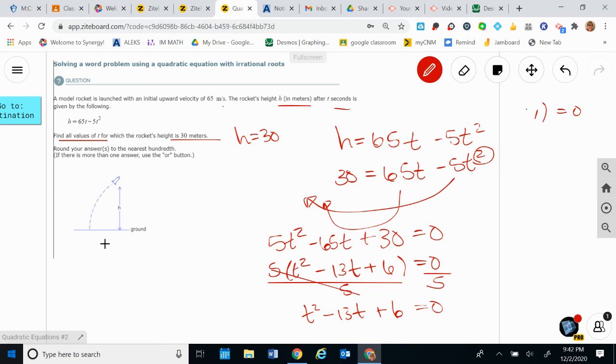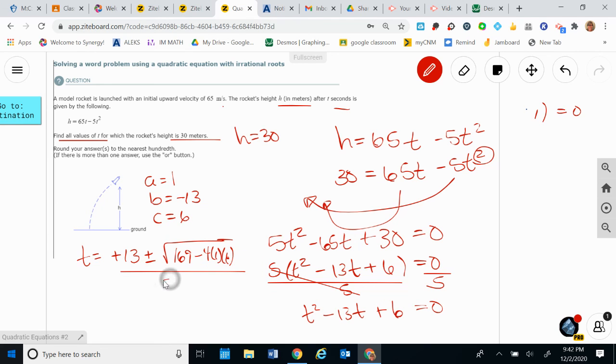So now you're going to use the quadratic formula. A equals 1, B equals negative 13, and C equals 6. So t is equal to negative b plus or minus the square root of 169, which is negative 13 squared, minus 4 times a times c, all over 2a. T is equal to 13 plus the square root of 169 minus 24. I'm trying to condense it, you guys, because I don't have a lot of space. So I'm jumping some of these intermediary steps. And that's it, plus or minus that.